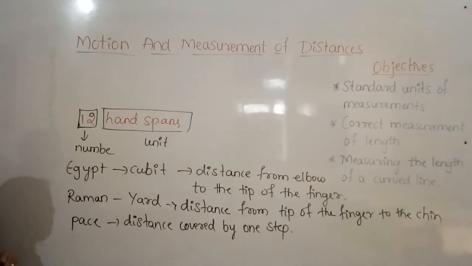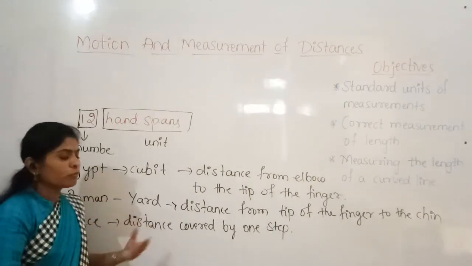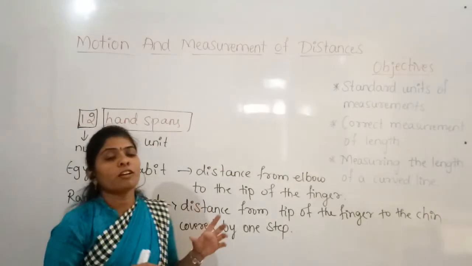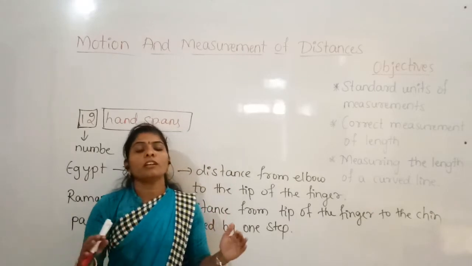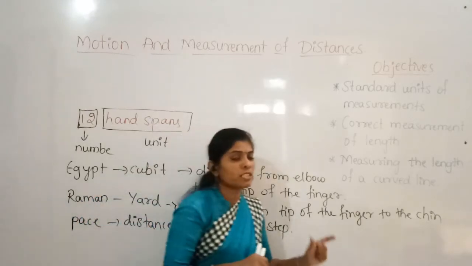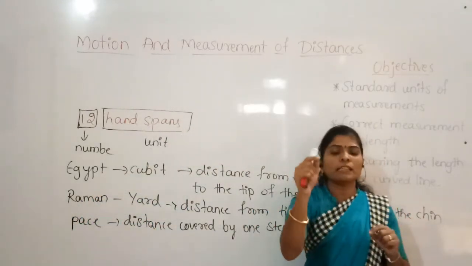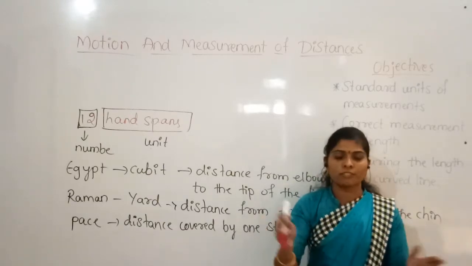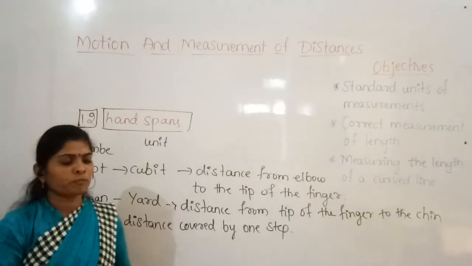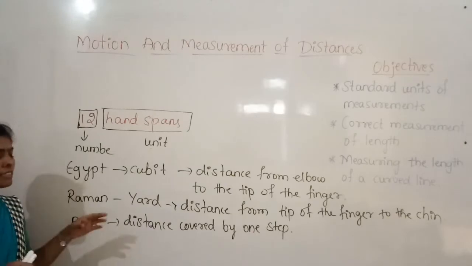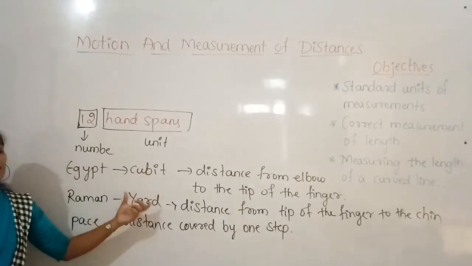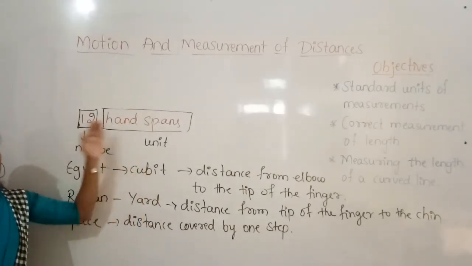Then this cubit, yard or pace varies from person to person. The measurements are not the same. A little bit of variation will be there, so exactly it will not measure the same, because of differences in the size of body parts from person to person. To overcome these problems, since the cubit, yard and pace vary from person to person, they are not acceptable universally.